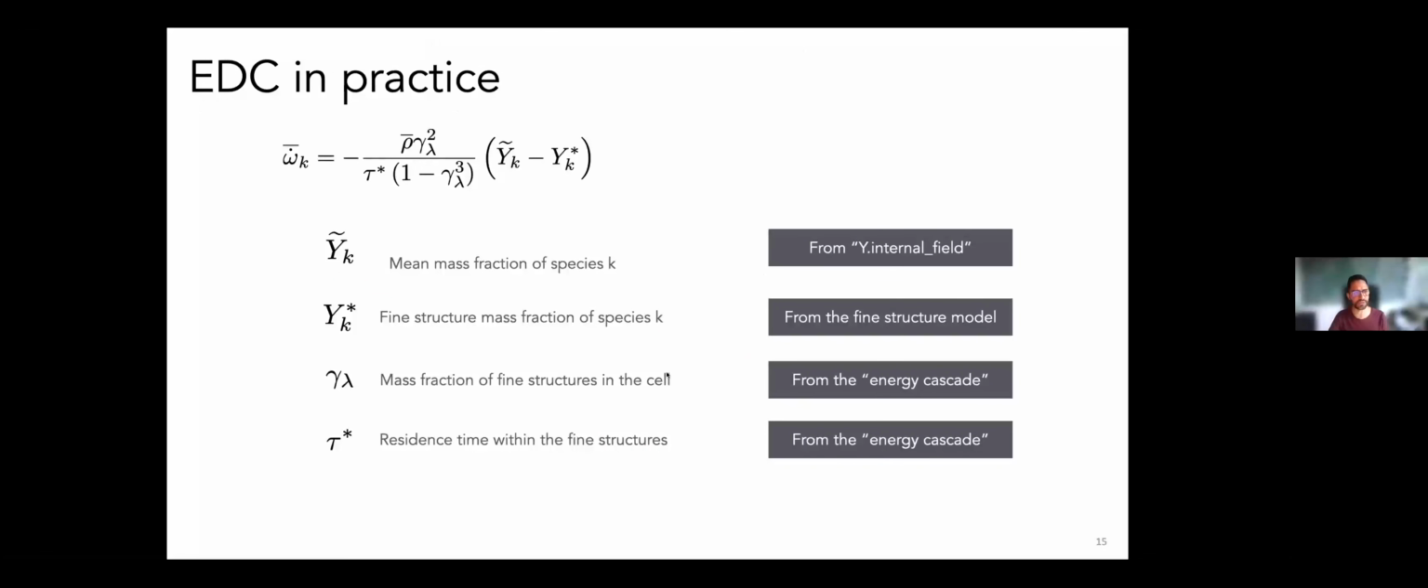In practice, for how this is implemented, for instance, in software like OpenFOAM, you have the different unknowns here and which kind of input they come from. You have the mean mass fraction, which is from the internal field provided within OpenFOAM. The star, the fine structure property, comes from the fine structure model, which is either a perfectly stirred reactor or a plug flow reactor. And gamma, lambda, and tau star come from the energy cascade.